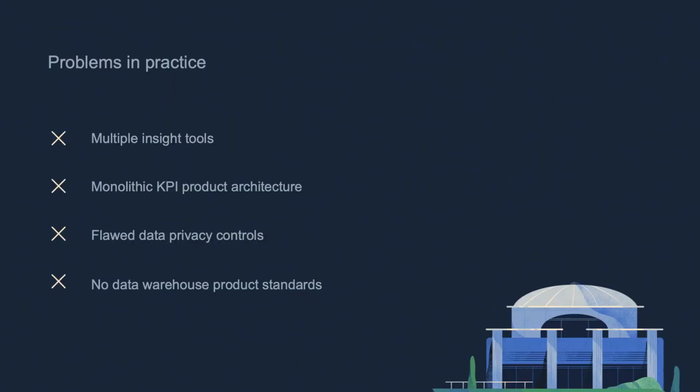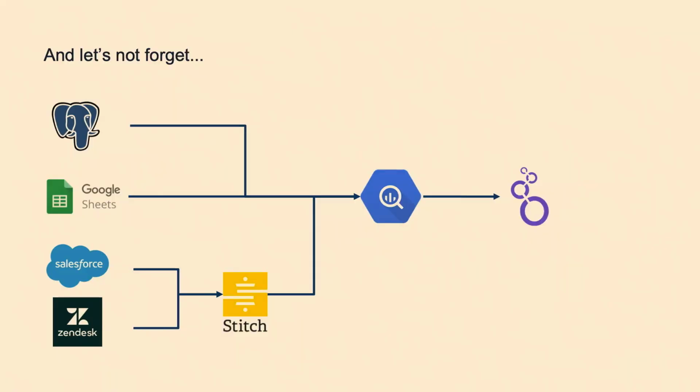And finally, we didn't have much in the way of data warehouse product standards. So it was really hard to tell the difference between a table that was an ETL artifact, just a stage in a transformation, versus the actual core dimensions as part of a core model that you really cared about. So we had to do something about it, and we had to change our approach.